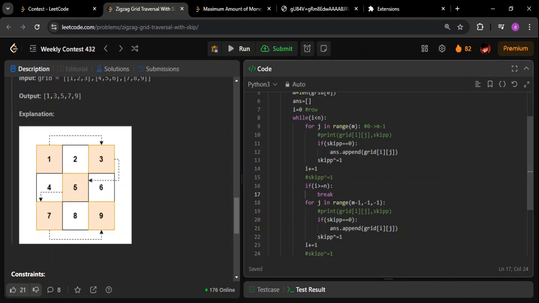So in this case, J was 0 to m minus 1. Here J will be from m minus 1 to 0. As simple as that. So that is how we write this in Python.